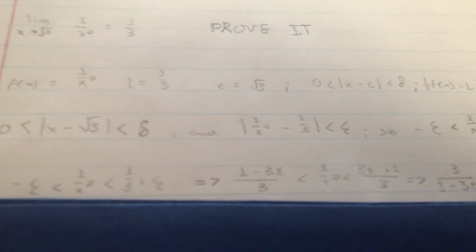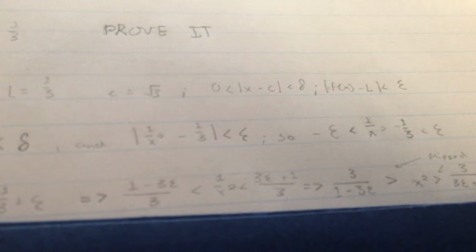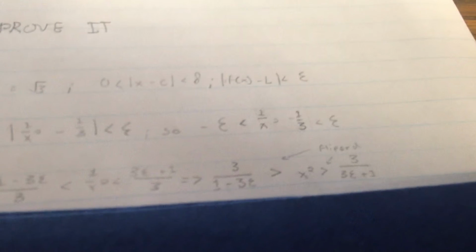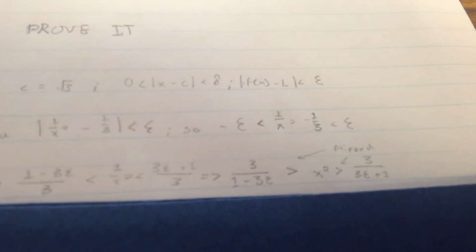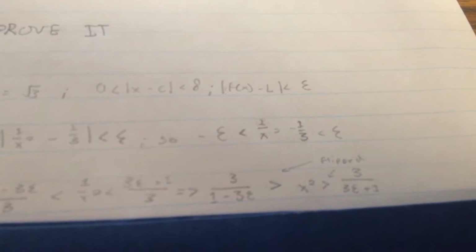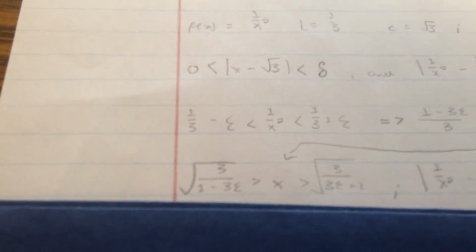Moving on, we simplify that. We can go ahead and add the epsilon and negative epsilon to the 1/3 by getting common denominators. So we get 1 minus 3 epsilon over 3 is less than 1 over x squared is less than 3 epsilon plus 1 over 3. And then we're going to take the reciprocal of each side. But since we take the reciprocal, we have to flip the inequality signs to face the other way. So now we have 3 over 1 minus 3 epsilon is greater than x squared, which is greater than 3 over 3 epsilon plus 1.